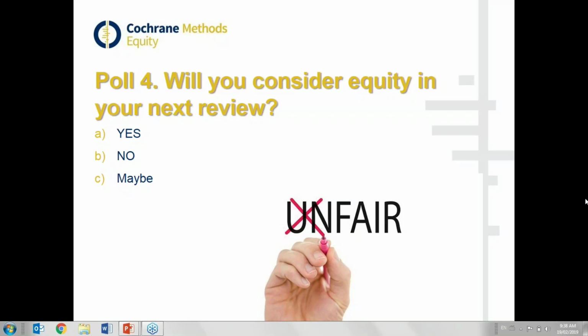Okay, and Eleonora asked, can we find the equity search filter on the website? Yes, I will put it there. It's not there now, but I'll put that paper in. It's also, I believe, referenced in the Cochrane Handbook chapter on equity, the new chapter.